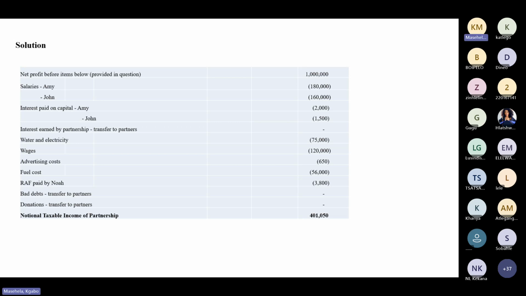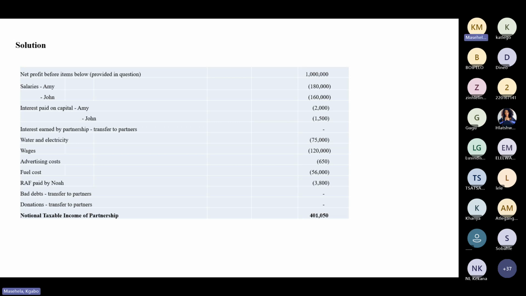Interest earned by partnership, transfer. When you transfer, a transfer does not have any tax implication because it's a transfer from one bank to another. It does not have any tax implication. Water and electricity, yes, 75,000. Wages, yes. Advertising cost, yes. Fuel cost, yes.